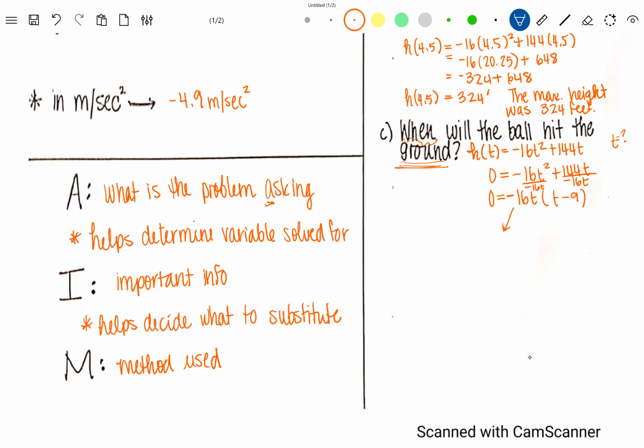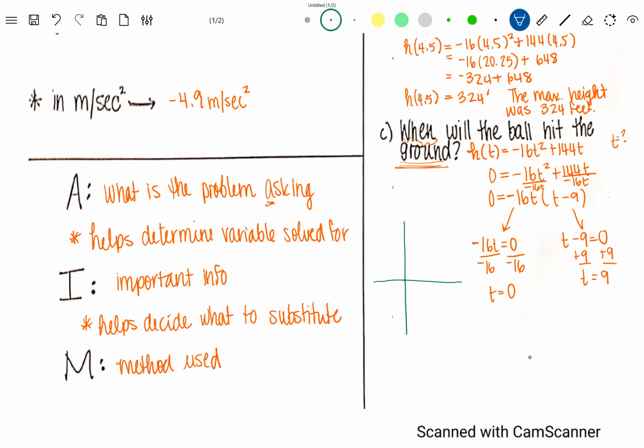So now I'm going to take each one of these and set them equal to 0. So negative 16t equals 0 and t minus 9 equals 0. This one, divide both sides by negative 16. So t equals 0. This one, add 9 to both sides. So t equals 9. So let's look at what the graph looks like again.